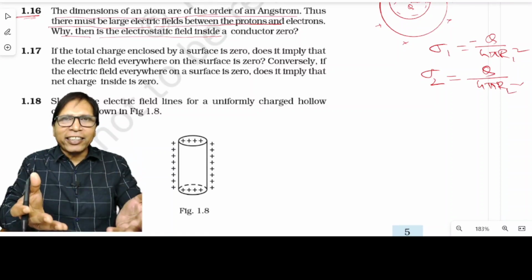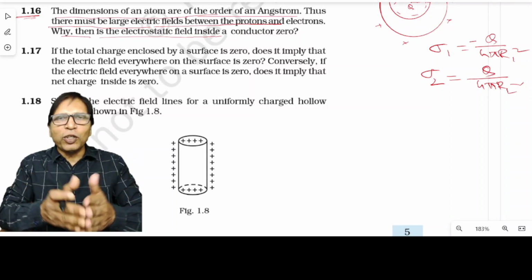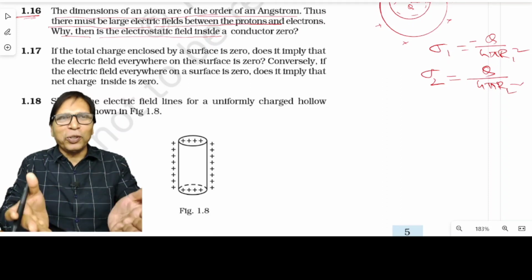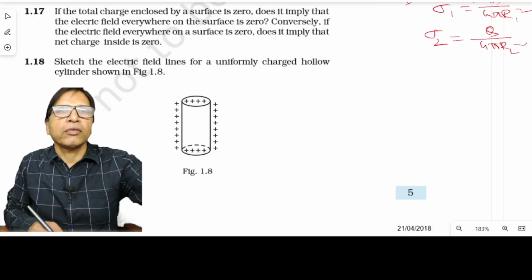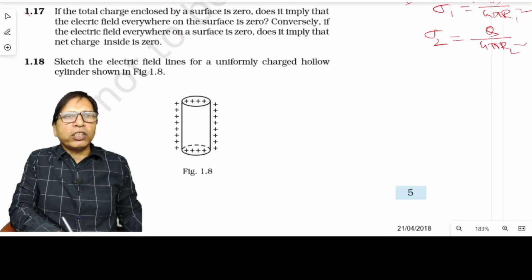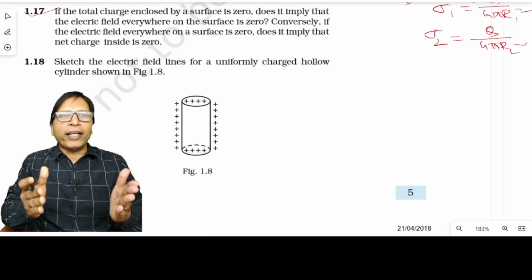As excess charge in the atom is zero, so no electric field is produced within the metallic conductor. Okay. Now look at this question number 1.17.